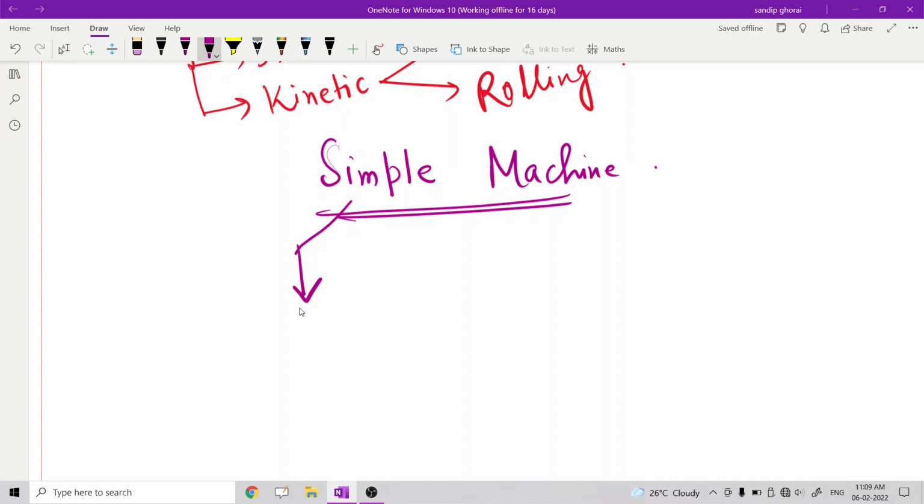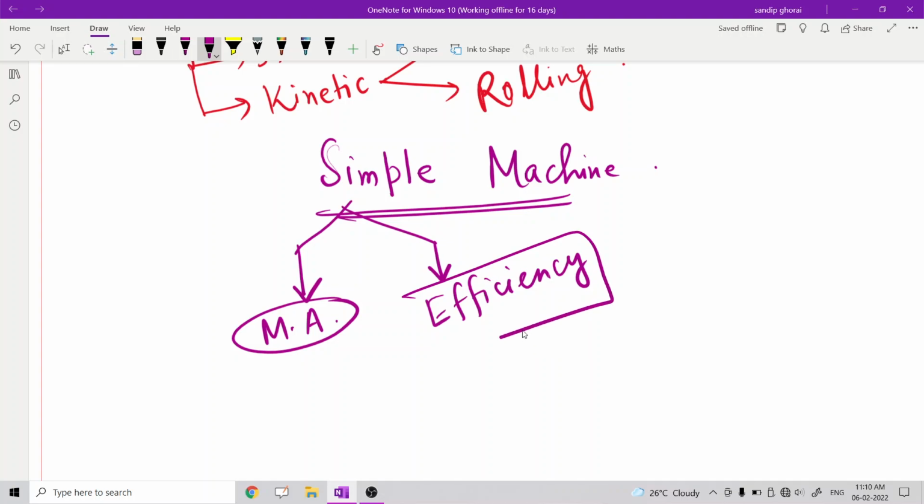Now, what are the functions of machines? Basically, a machine is used to change the magnitude of the applied force and also change the direction of the applied force. Here you have to know about some terms, that is mechanical advantage, and another one, efficiency. Also, we have to know about the different types of simple machines and their brief discussion.